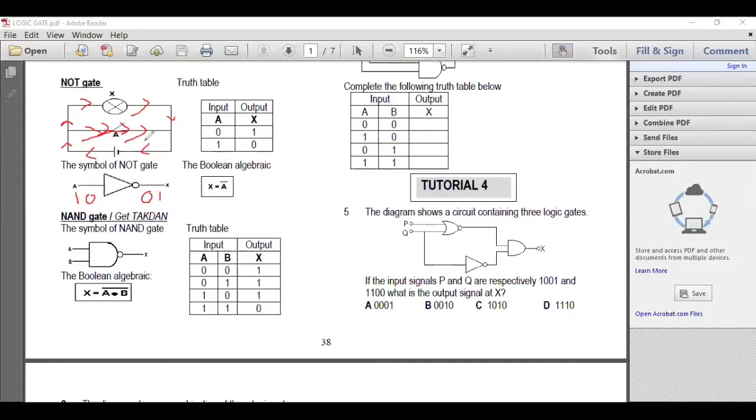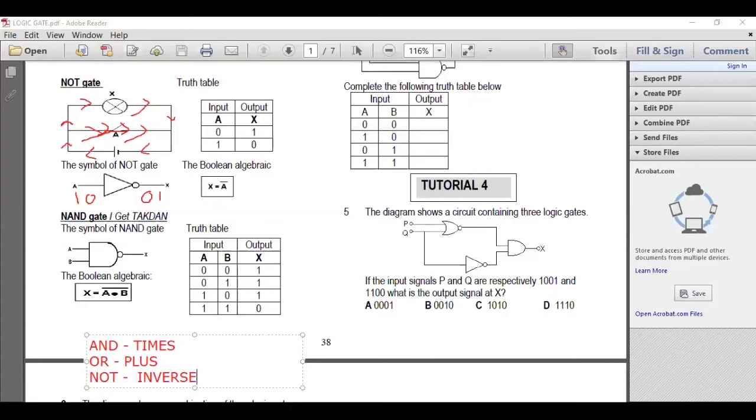Basically, you need to know the operation of each gate. AND gate means you must multiply. OR gate, you must plus. NOT gate, you must inverse.